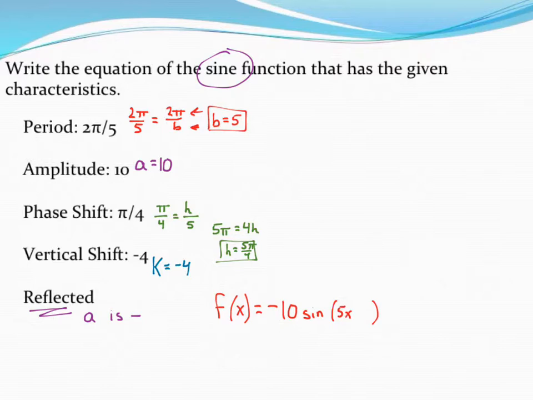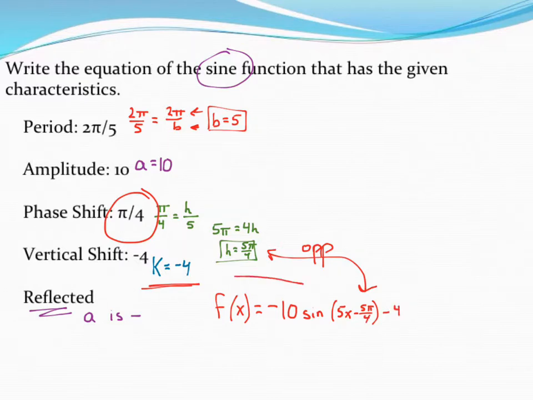My phase shift will come next, and remember that phase shift needs to be the opposite of the direction you want the graph to move. So since my phase shift was positive pi over 4, I have to make sure my function is -5 pi over 4. I need the opposite sign in there. And then notice I use the h value, not the actual phase shift itself. And then finally, to indicate how my graph has been shifted vertically, I need that k value. So I'll finish with a -4.